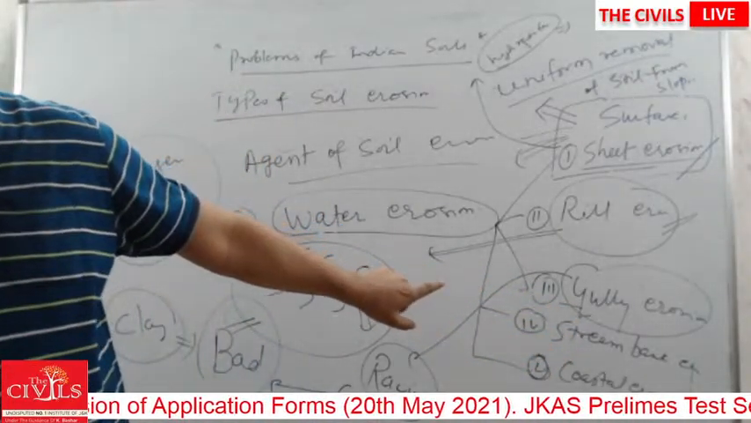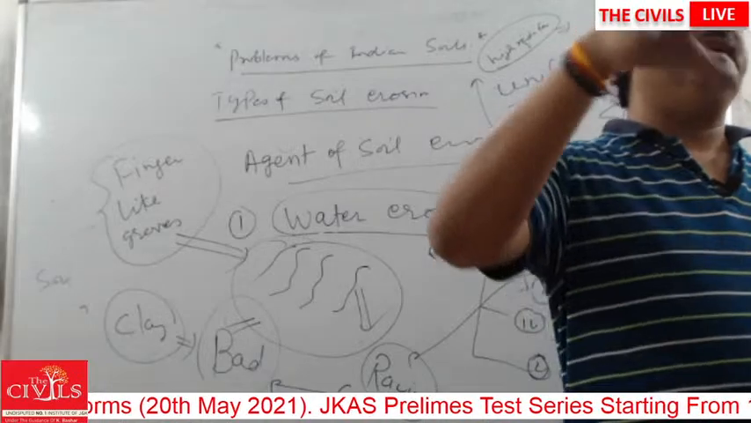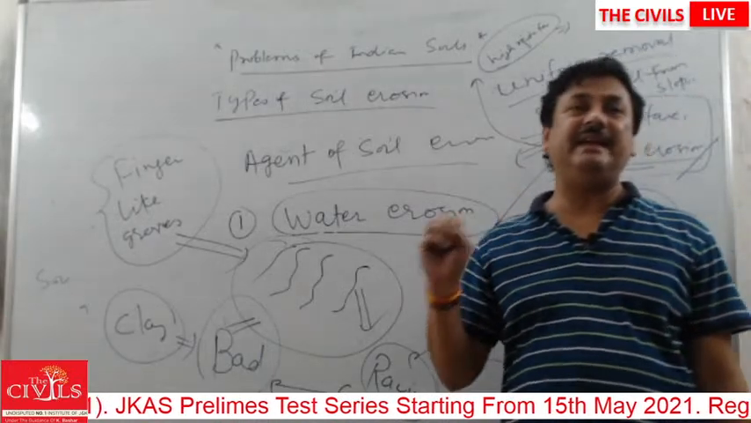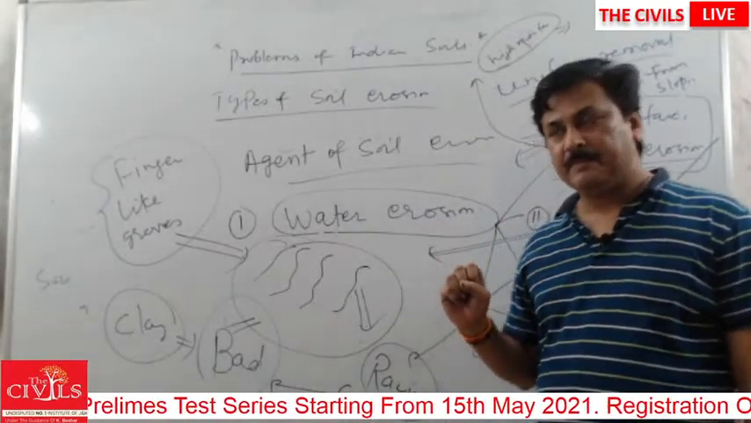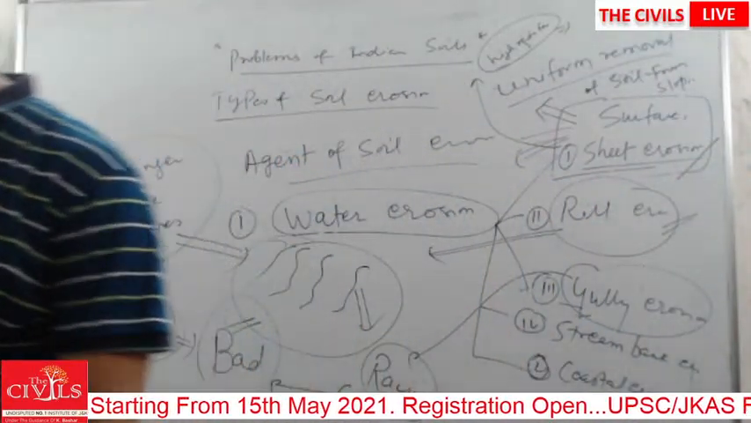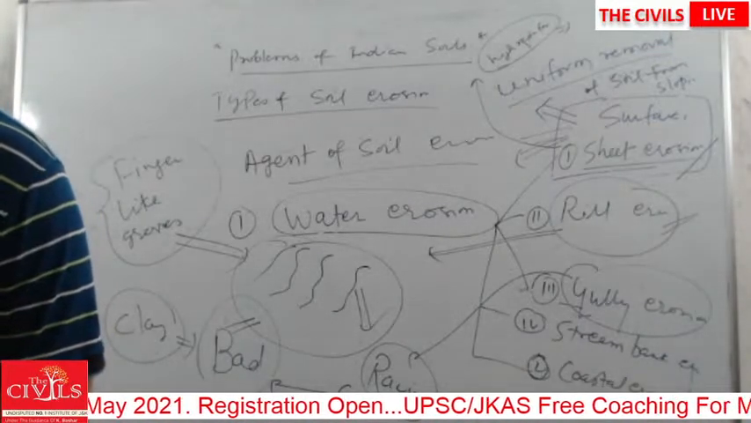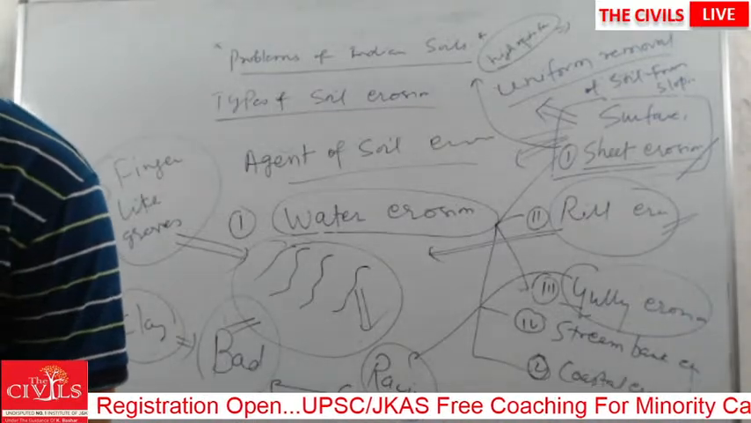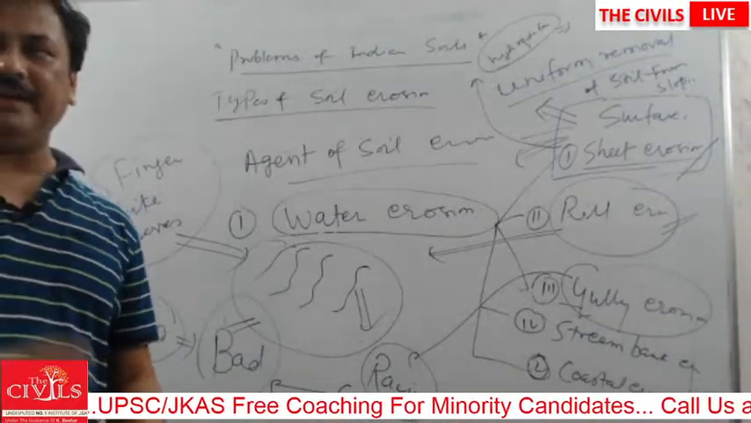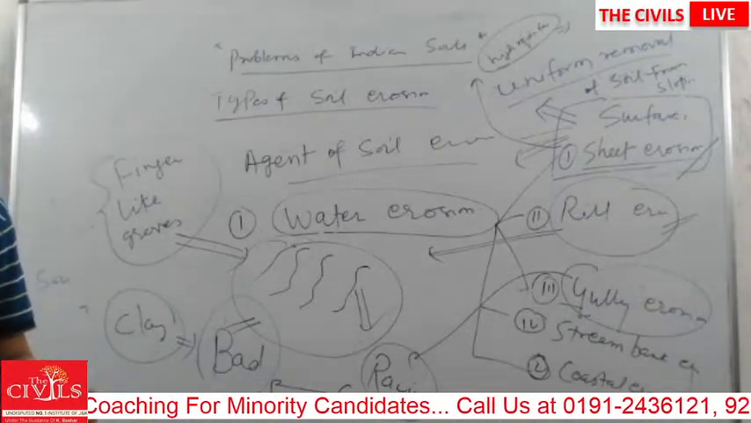It is also found in Maharashtra, but the ravine of Chambal is a world famous ravine. I hope it is clear to Dr. Sahil Ahmed Khan. The difference between gully erosion and ravine: there is a mention of ravine in class 10. Ravine and gully erosion, and ravine is responsible behind the formation of badland topography.